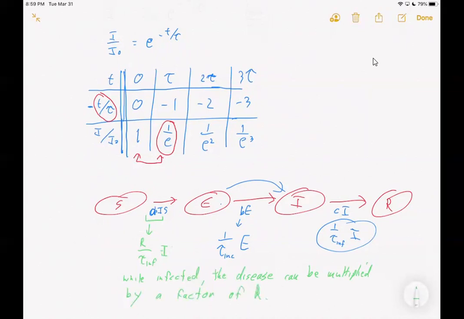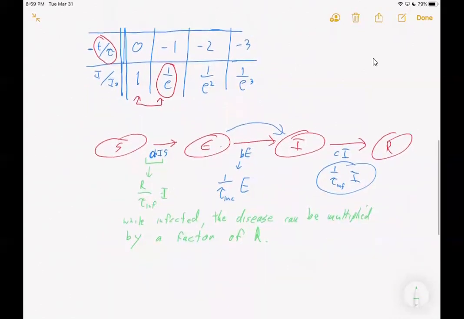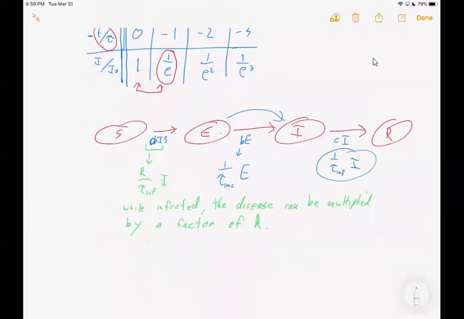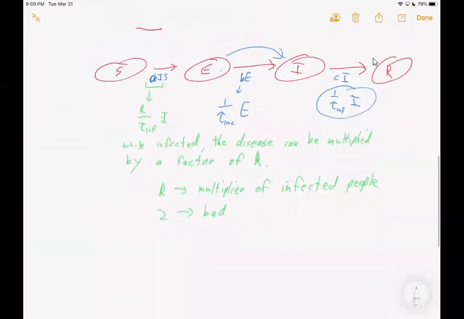So it's really the infection rate. It's how many people each infected person will infect while they're infected. So R will be the multiplier of infected people. Now, when R equals something like 2, that's bad, because for every infected person, they're going to infect 2 more. 1.1 would still be a little bad. Most infected people would infect 1 other person, but occasionally somebody would infect a little more than that. It still leads to exponential growth. So 1 is the break-even point.